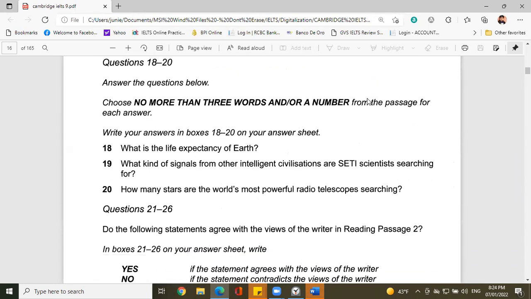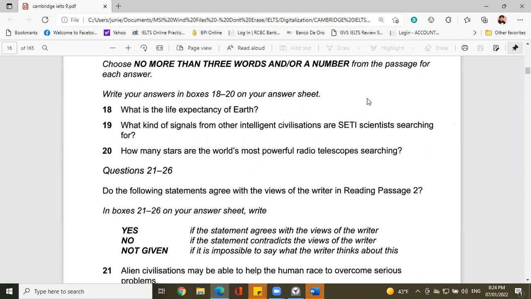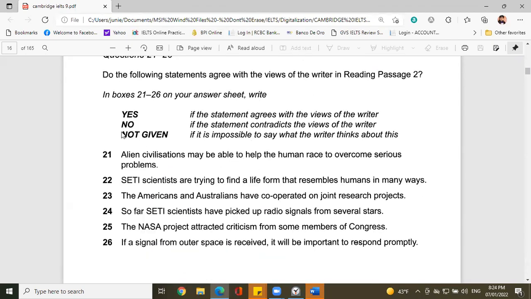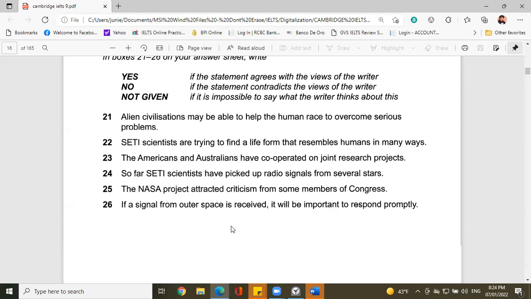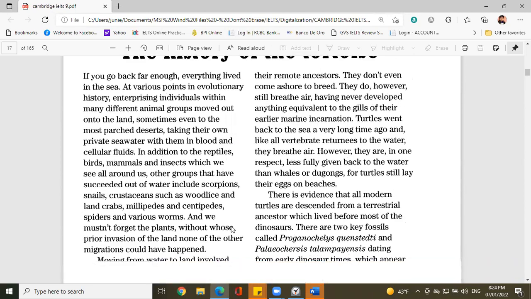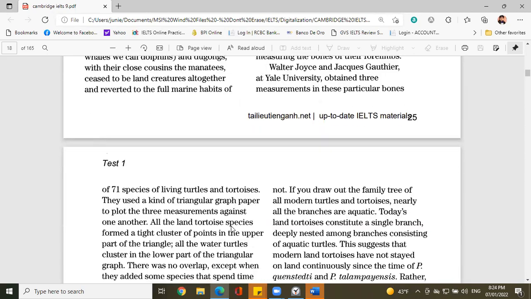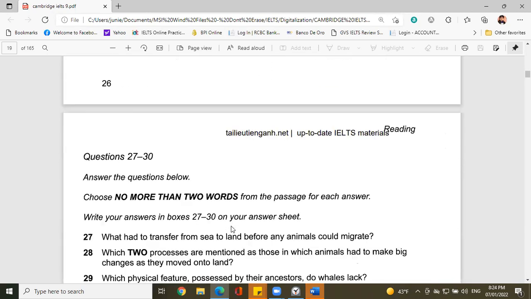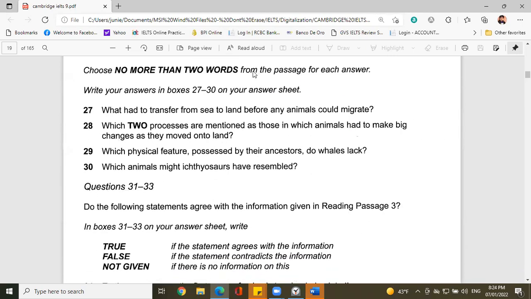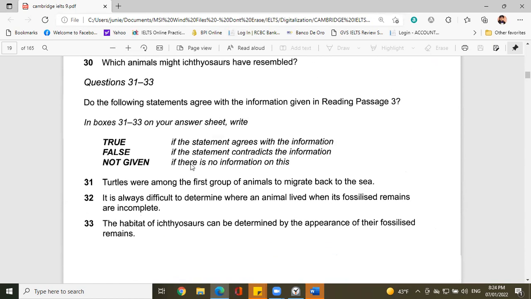Then no more than 3 words and or a number. I love that. Yes, no, not given. Oh, there's a lot of items. 6 items. And the history of the tortoise. Okay, that appears to be an easy reading passage. The middle reading passage appears to be the hard one. So no more than 2 words there. And then true, false, not given there.